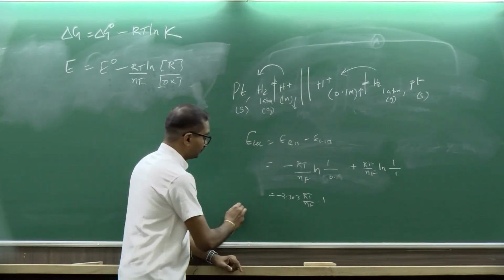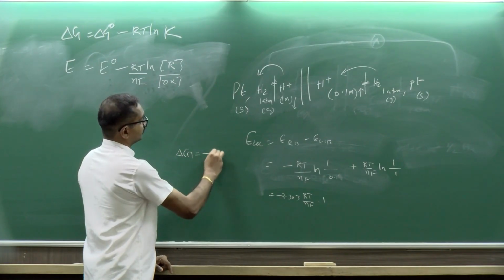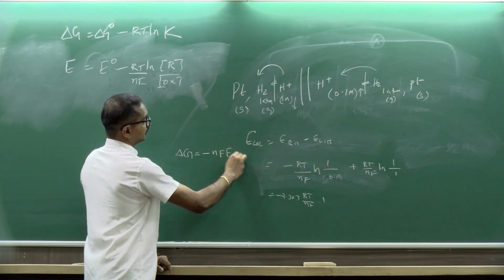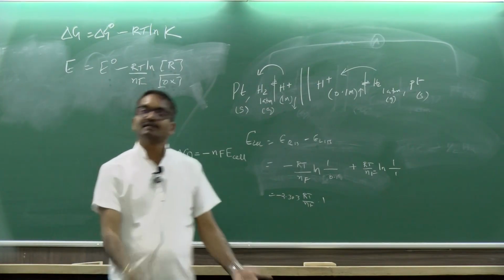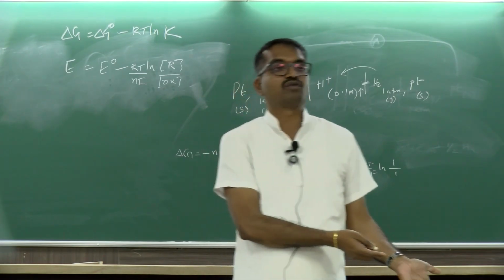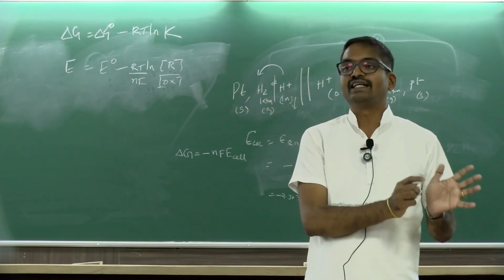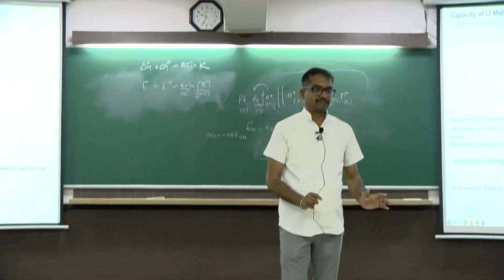Delta G will be, what is the relation between delta G and E cell? This is the relation. Then this will be an electrolytic cell. So it's correct. That's why I have to follow the sign convention, to be in sync with the thermodynamics. Otherwise it will not be in sync with thermodynamics.